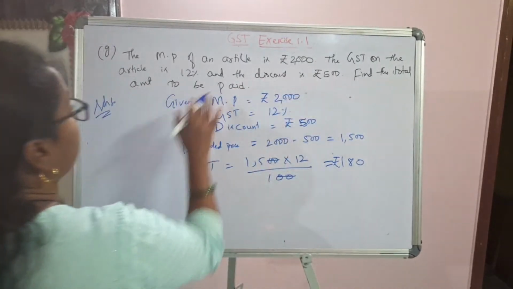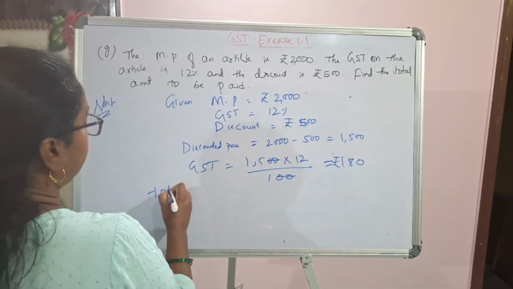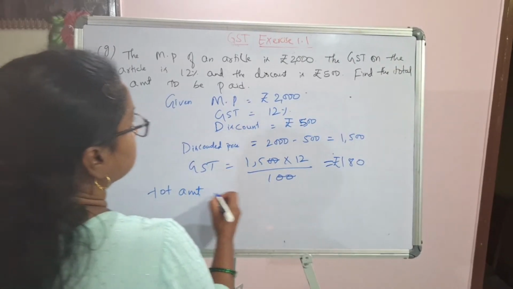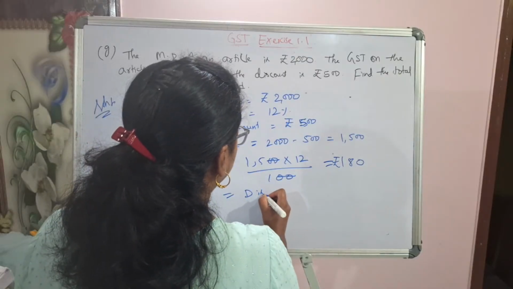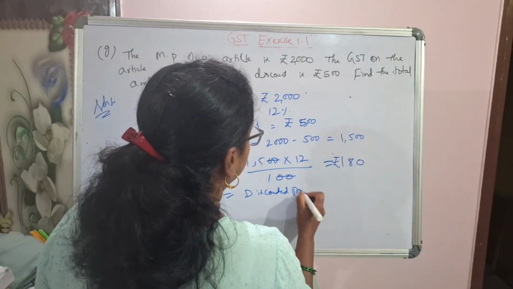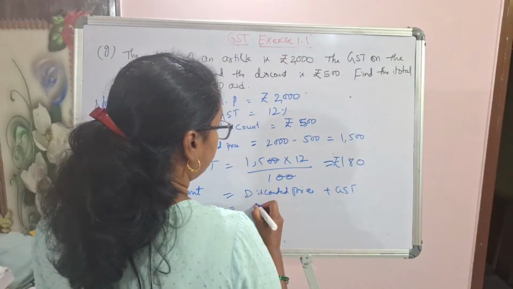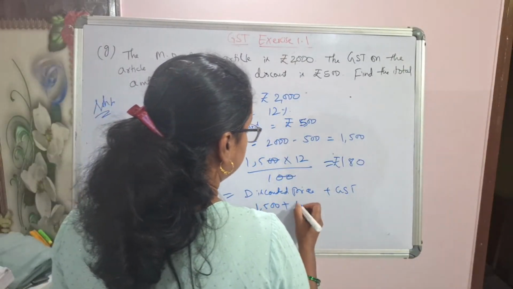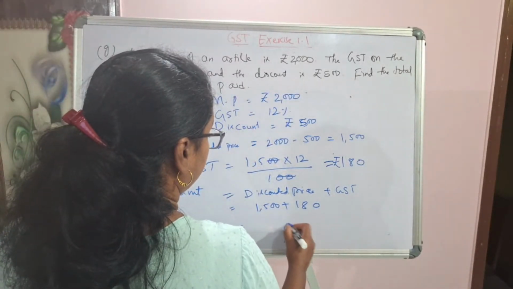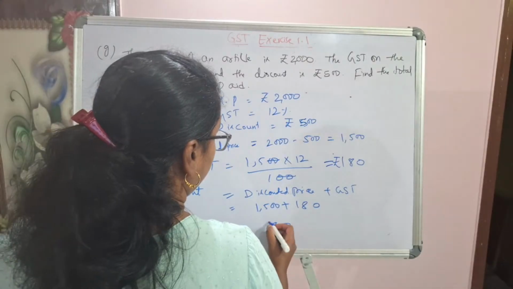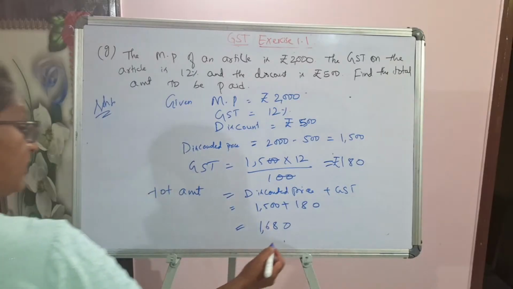To find the total amount to be paid, total amount is equal to discounted price plus GST, which is equal to 1500 plus 180. So 1680 is the final answer.